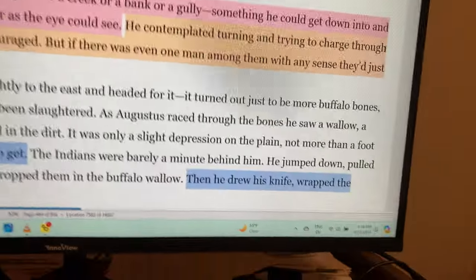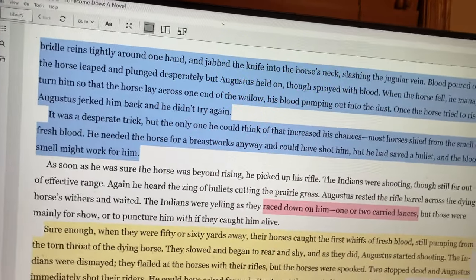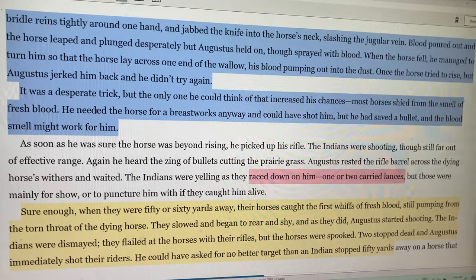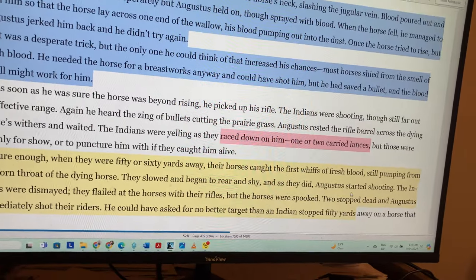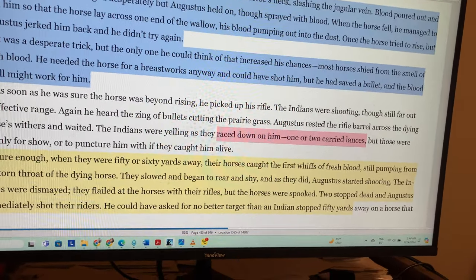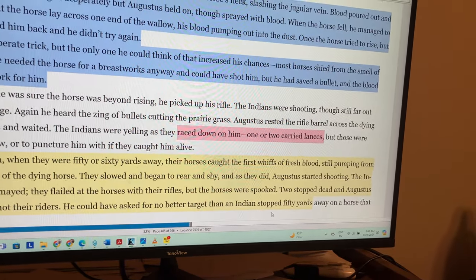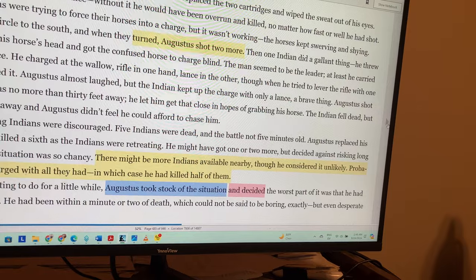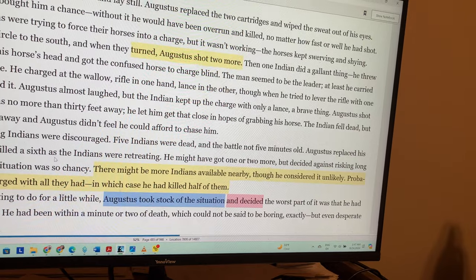He's made another decision. Drew his knife, wrapped the bridle reins tightly around one hand, jabbed the knife into the horse's neck. It was a desperate trick. Motivation. The Indians' horses began to rear and shy, and Gus started shooting. I could ask for no better target. So, he has killed half the Indians.